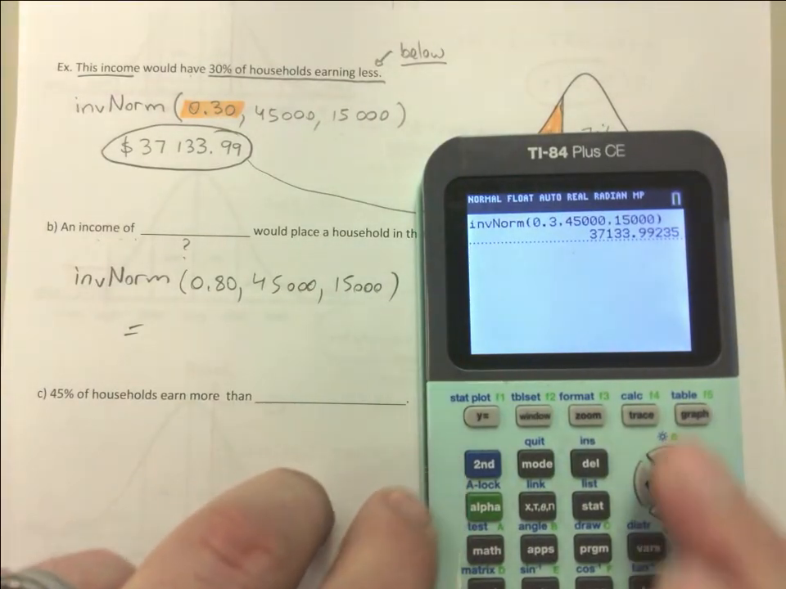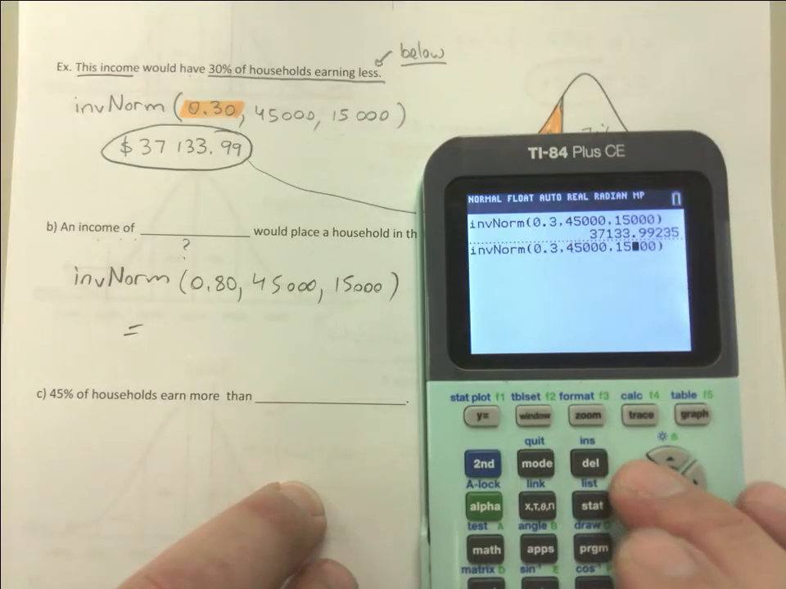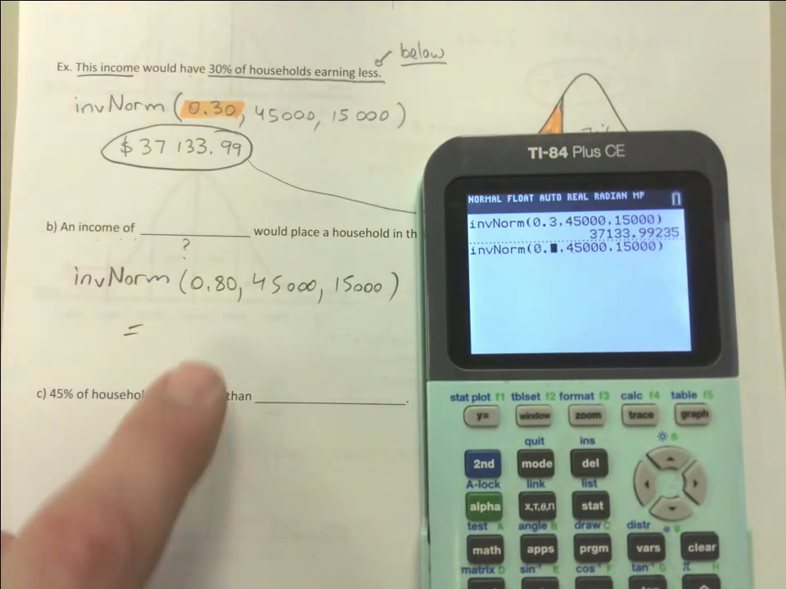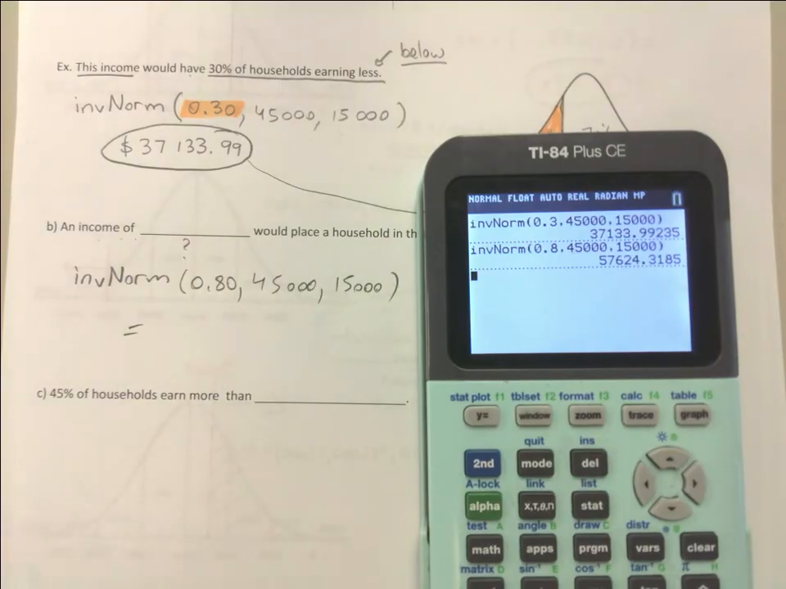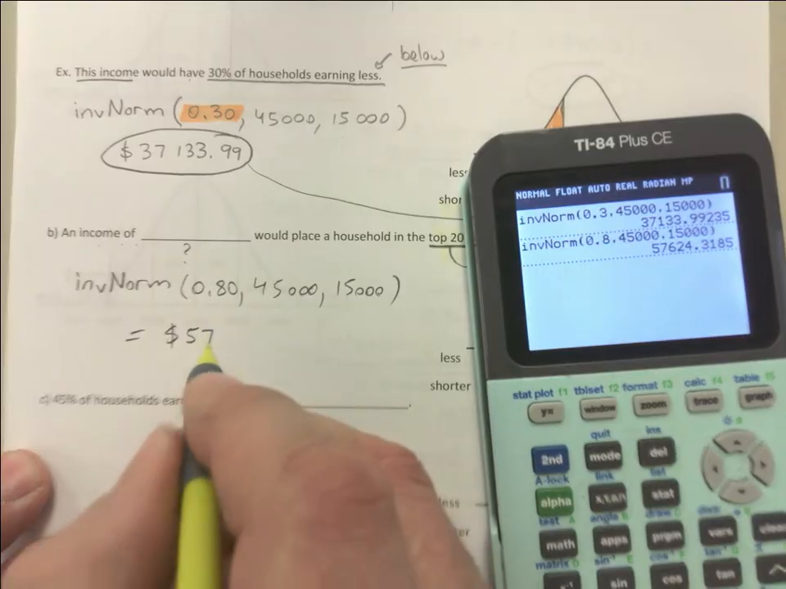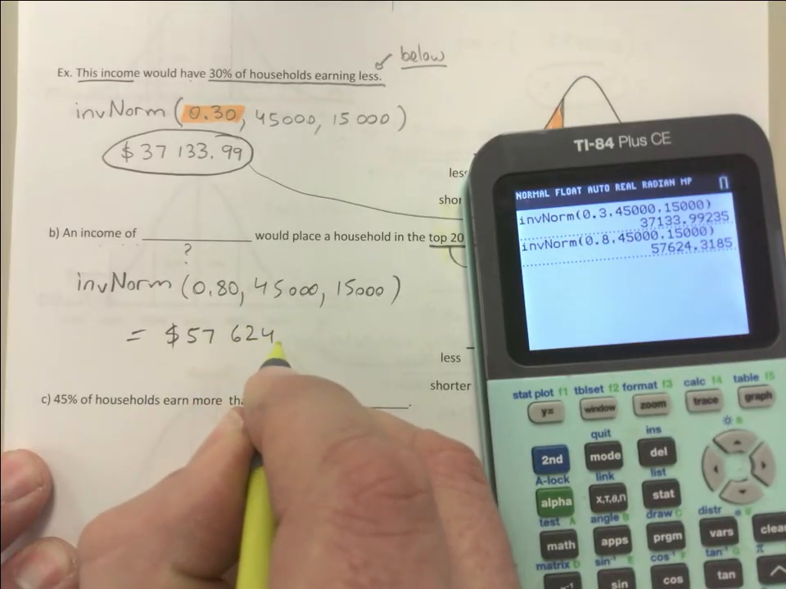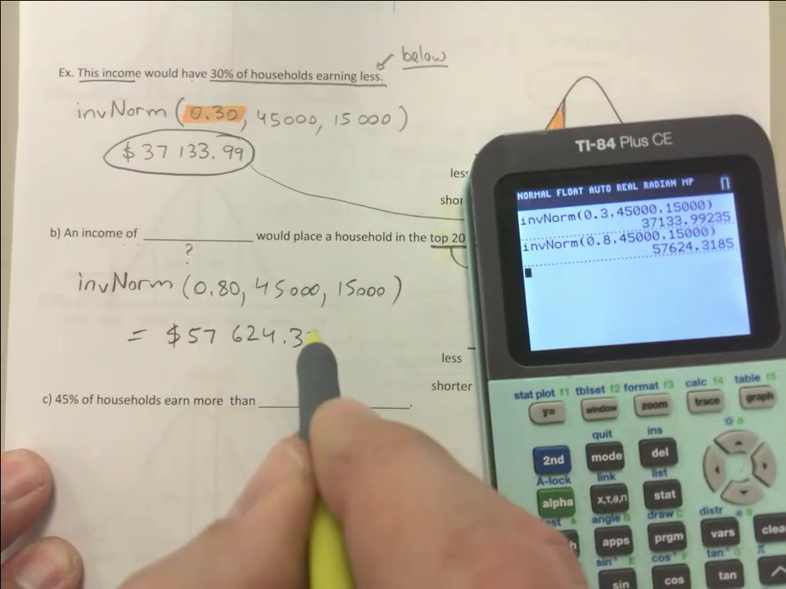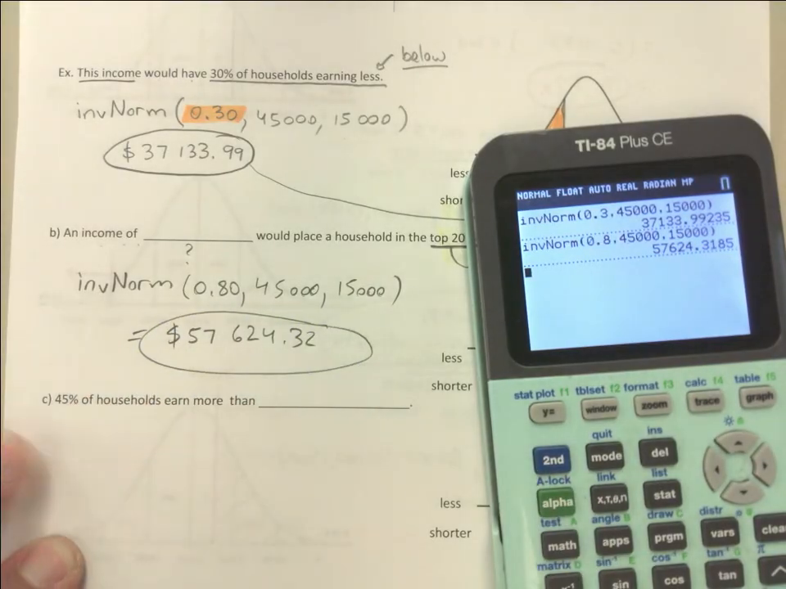Okay. I'll copy paste this one. This one is easy to copy paste. Change that with 0.8. That would be 57,624.32. Okay.